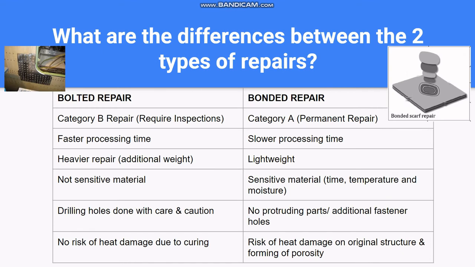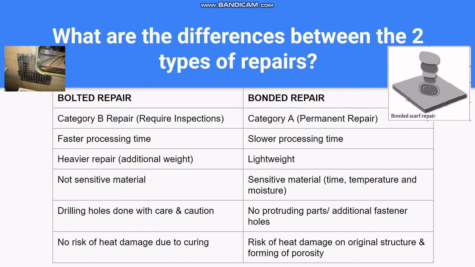What are the differences between the two types of repair? First is the bolted repair and the bonded repair. Category B repair for bolted repair requires inspection, while for bonded repair, it will be using Category A, which is permanent repair. Next, bolted repairs have a faster processing time, while bonded repair has a slower processing time.